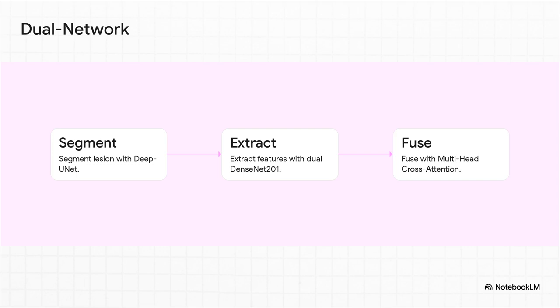Step 1, as we just saw, is segmenting the lesion. Step 2 utilizes two parallel DenseNet 201 encoders. Basically, one encoder looks at the raw, original image to gather global context. The second encoder looks only at our clean, cropped lesion. Finally, in step 3, a multi-head cross-attention mechanism fuses these two visual streams together.